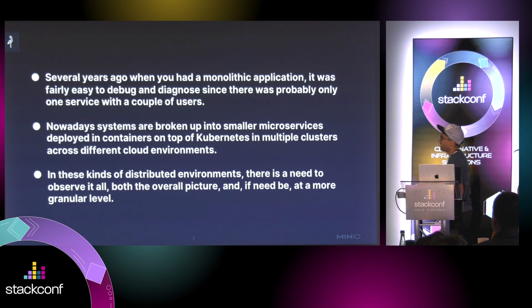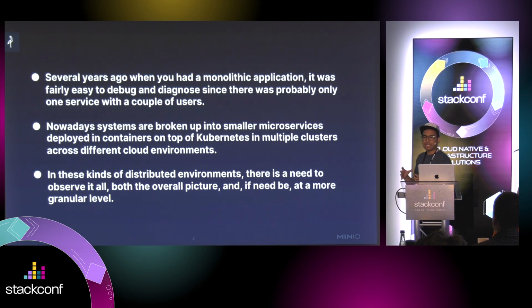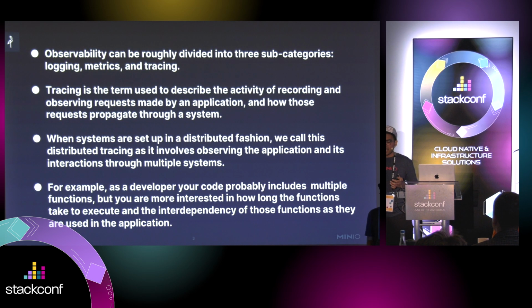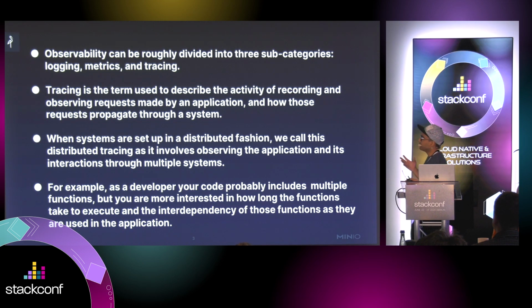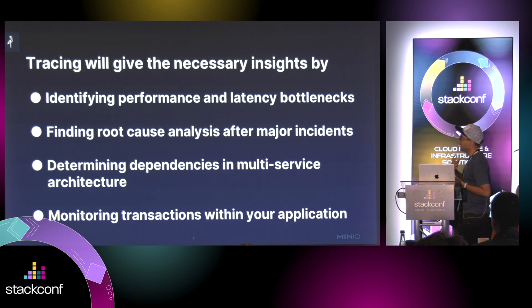Several years ago, you had this monolith application, and it was fairly easy to diagnose and debug. But nowadays, applications are broken up into many smaller microservices across different cloud environments. Generally, if you want to observe these, it can be broken down into three things: logging, metrics, and tracing. Tracing is used to record the activity and observe requests made by an application. When you have a distributed fashion of this, it's called distributed tracing.